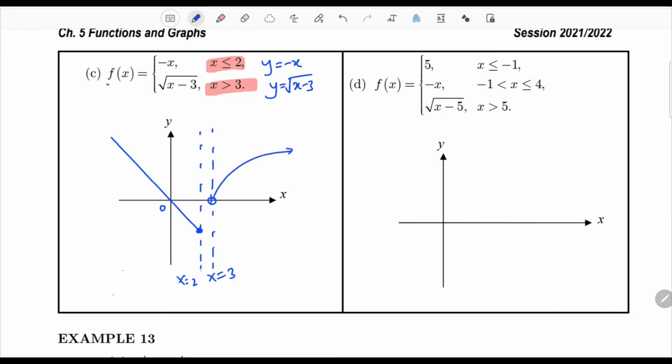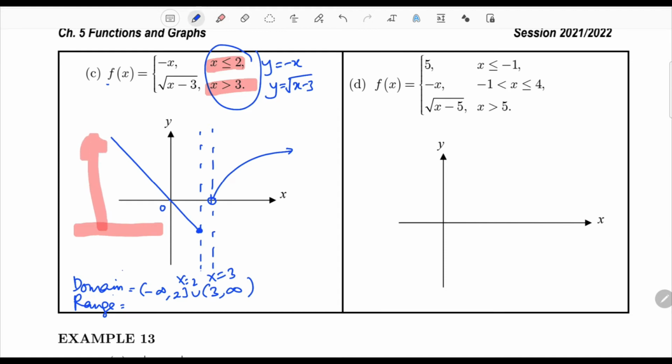So domain equals this, which is negative infinity to 2 union 3 to infinity. So range, from here above. We have this value negative 2, so from negative 2 to infinity.